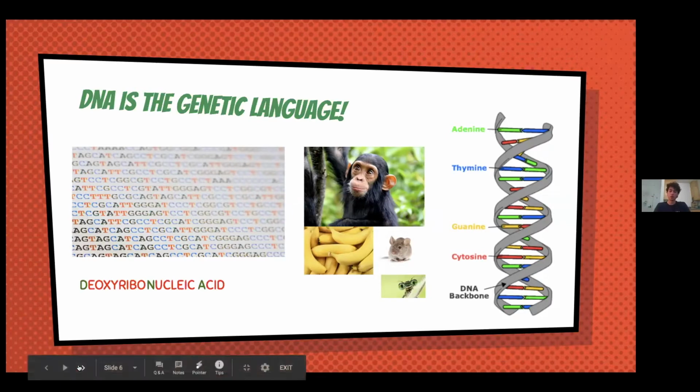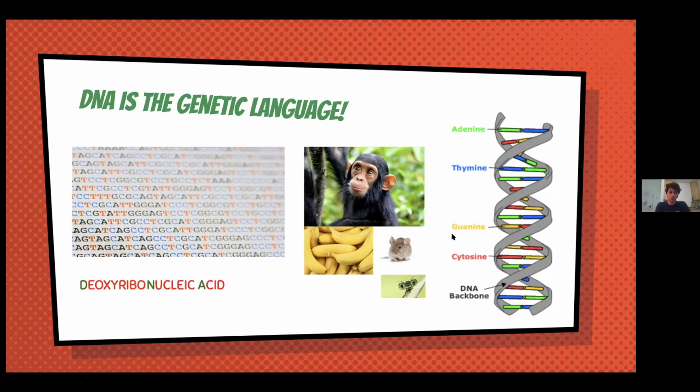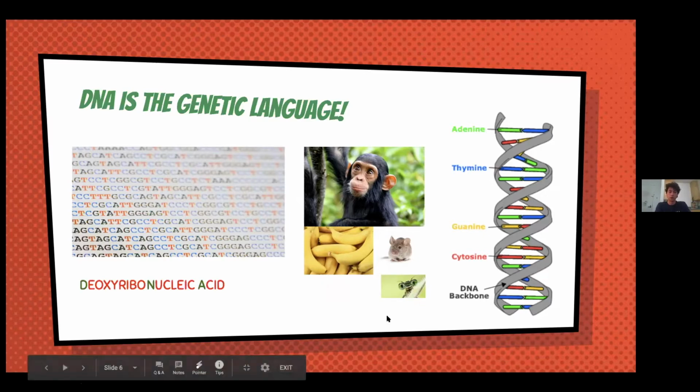So I would like to get us started with a questionnaire, a small poll that I'm going to launch soon. And I would like you to see the organisms that I have in the center of this slide. There's a chimpanzee, a banana, a mouse, and an insect.